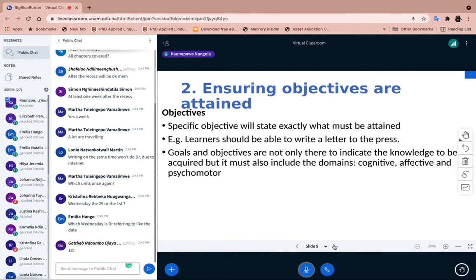But then when it comes to objectives, they are more specific. All right. They will state exactly what must be attained. So for example here, we have an objective that can be found in an English lesson, that learners should be able to write a letter to the press. So that is more specific.